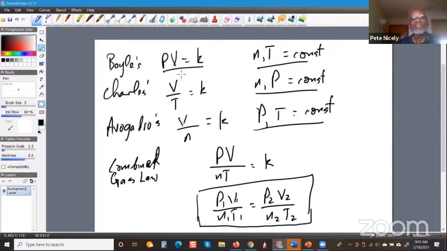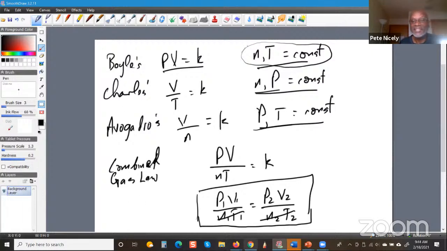But if 2 of the variables are held constant, then this equation will be reduced to any one of these laws. For example, remember we said up here that for Boyle's law, the number of moles and the temperature are constant. So that means that N1 T1 is going to be equal to N2 T2. If you cancel these 2, you're going to end up with P1 V1 equal to P2 V2, which is of course Boyle's law. And you can do a similar exercise with keeping the number of moles and pressure constant, and keeping the pressure and temperature constant.